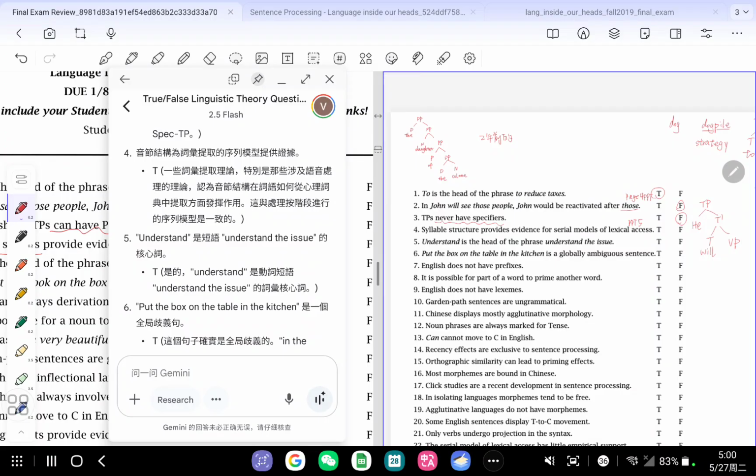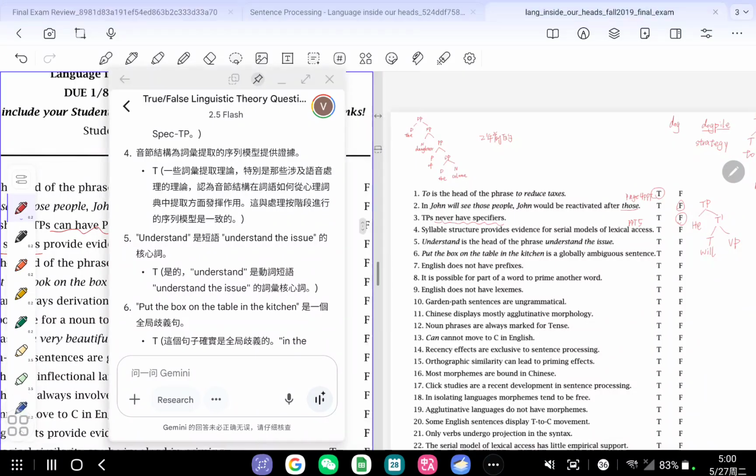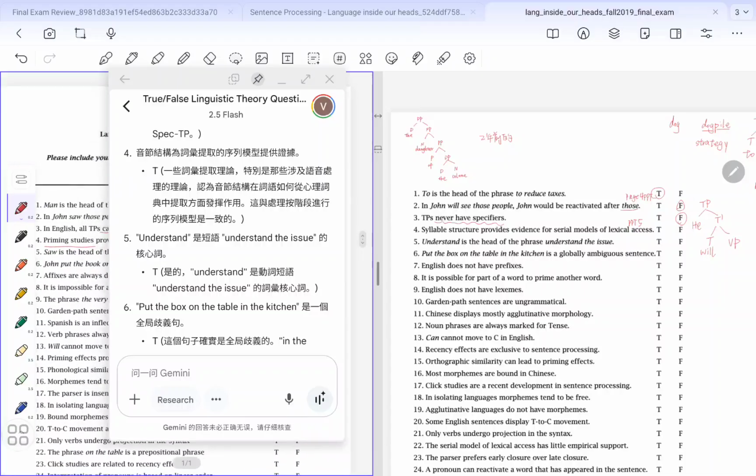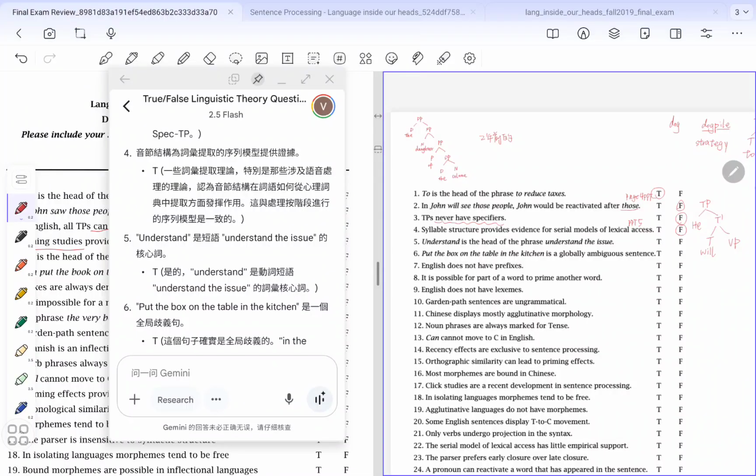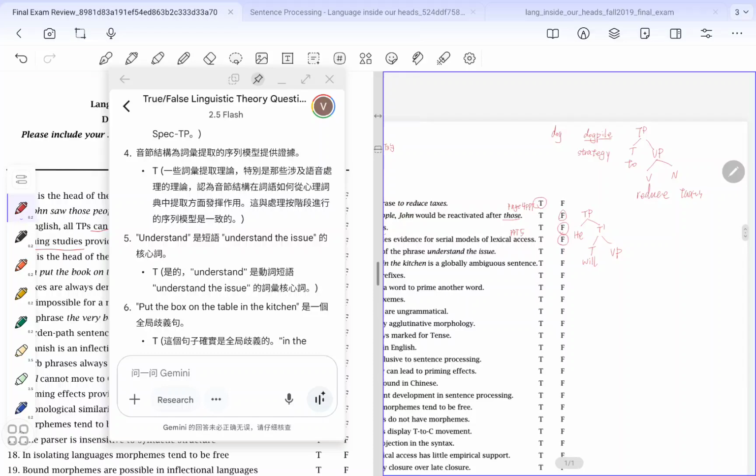Serial structure provides evidence for the serial model. You know what serial structure is, right? Serial access. I remember this, right? False. Serial structure has nothing to do with whether the word is accessed in a serial manner or in a parallel way. I saw some of these faces, that's good news.